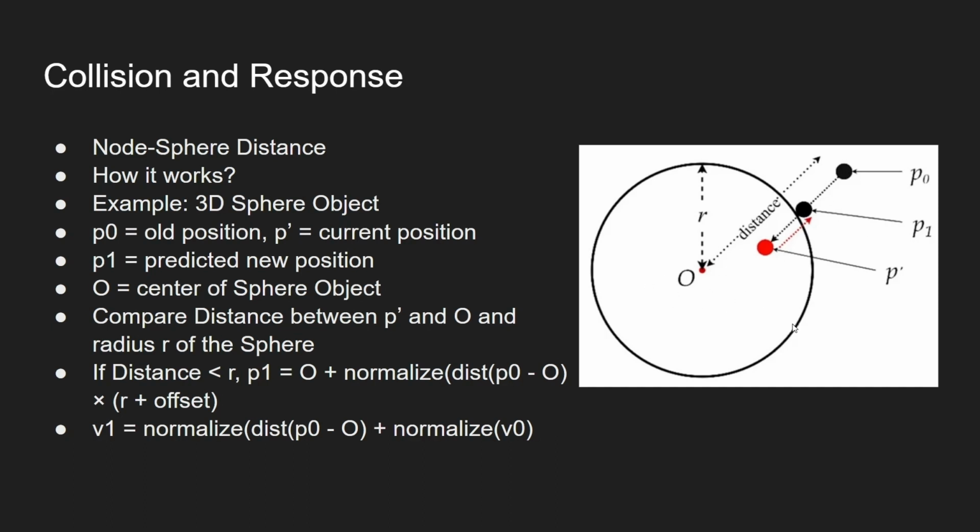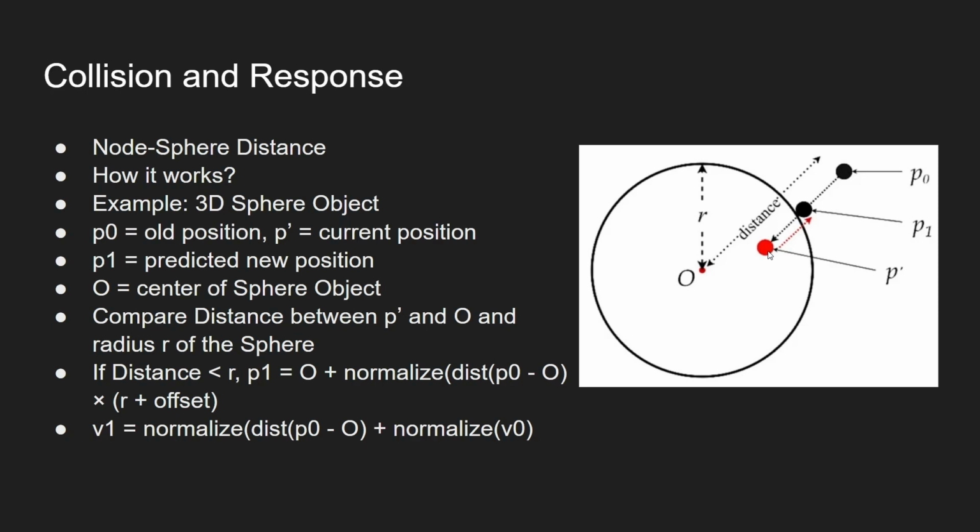O here is the center of the sphere object. So if we compare the distance between P prime and O, and if it's shorter than the radius of the sphere, this means that there's an intersection, which shows that there's a collision. So in order to calculate the collision point, which is P1, we have to take O plus the normalized vector, which is the direction from the center of the sphere to the original point, times the radius plus the offset.